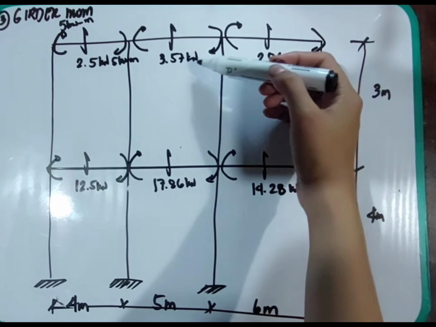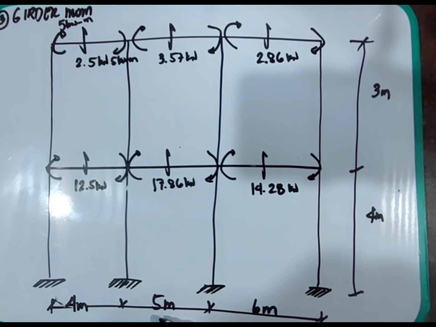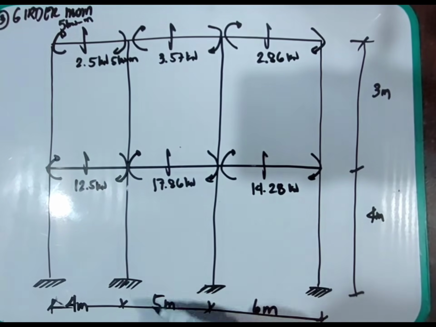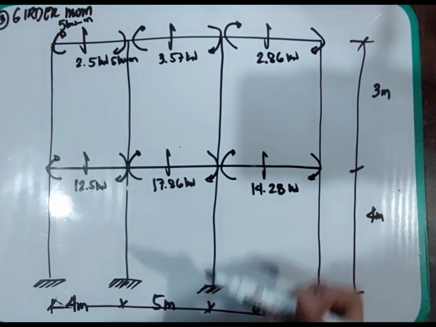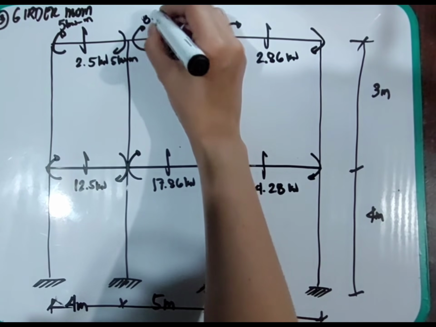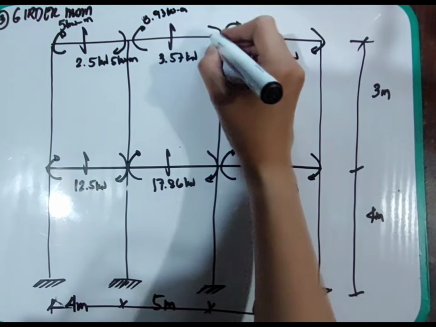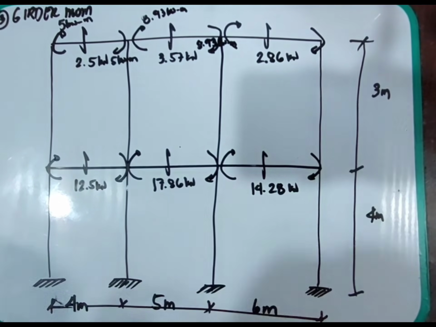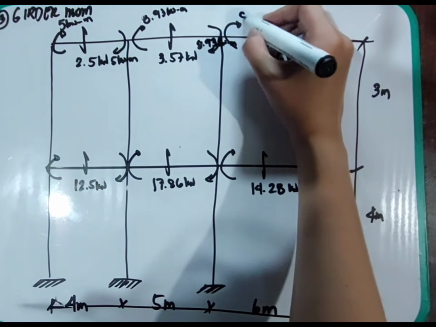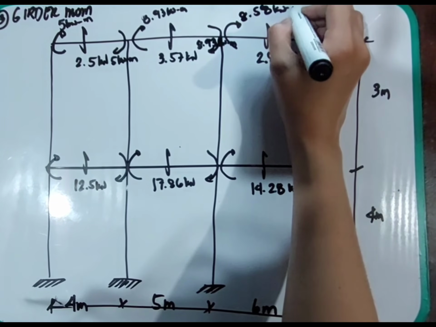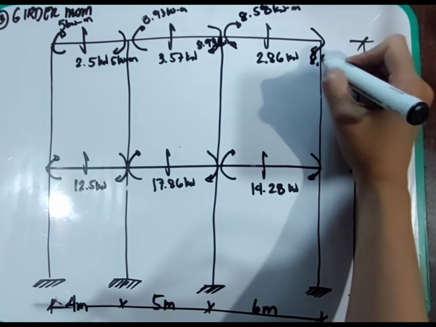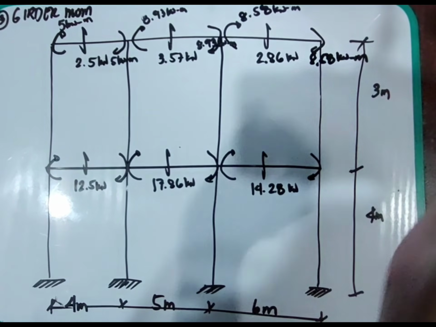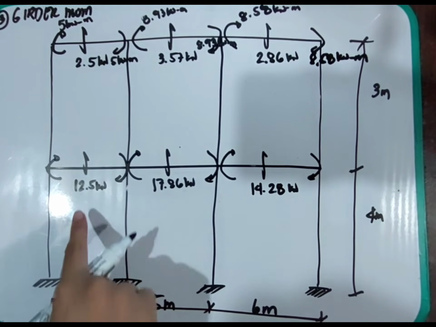Okay, next, we have 3.57 times kalahati ng 5, which is 2.5. So, 3.57 times 2.5 is 8.93. 8.93 kilonewton meter. And also, this is 8.93 kilonewton meter. Huwag nyo kakalimutan lagi ang unit ninyo. 2.86 times 3. So, we have 8.58. So, 8.58 kilonewton meter. Okay, next, dito naman tayo sa baba.